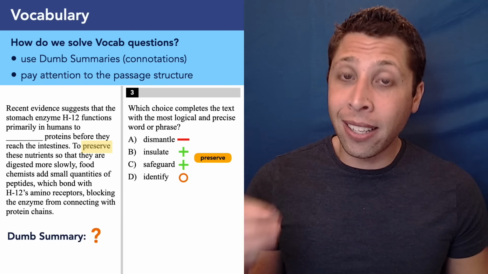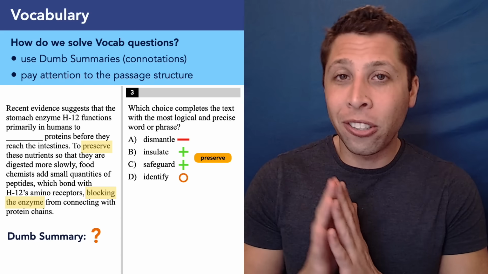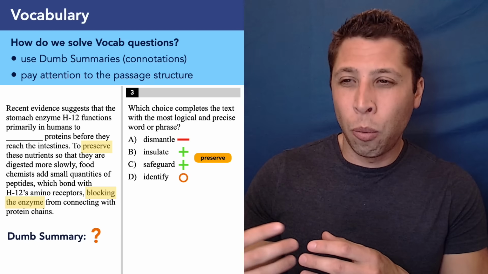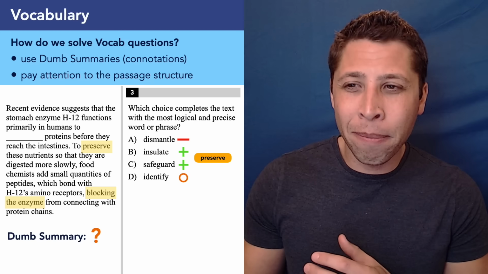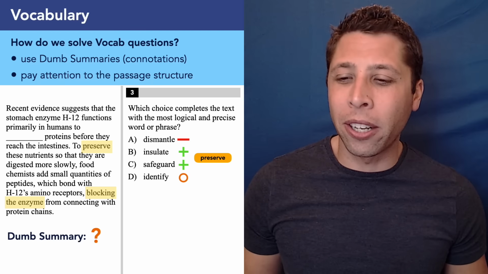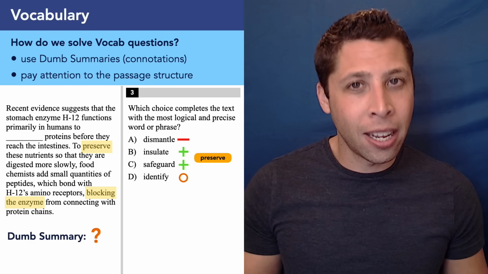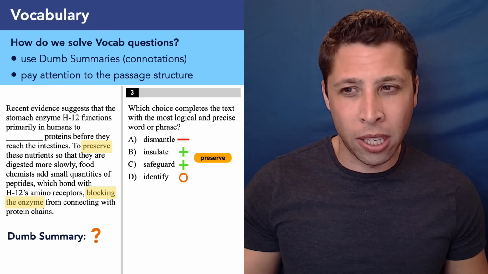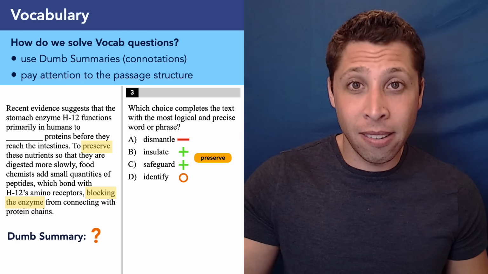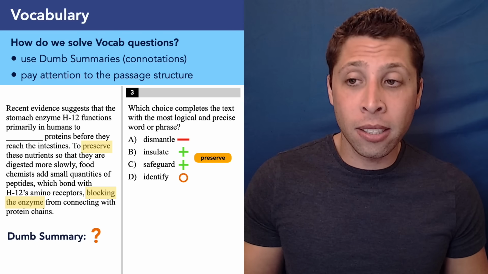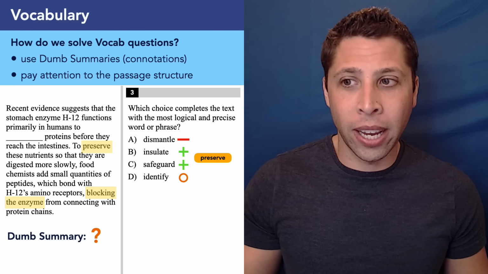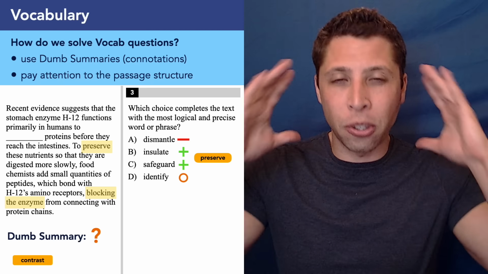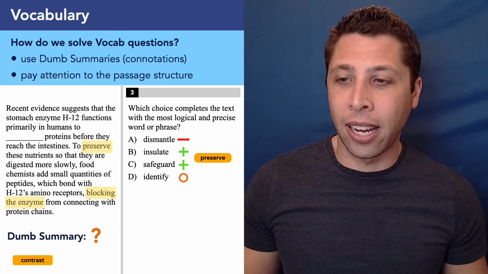But if I keep reading that sentence, I also notice there's this shift going on. To preserve the nutrients, the proteins, we're going to block the enzyme. So that just seems weird. It suggests a little bit of a contrast, right? If blocking the enzyme preserves the proteins, then for the sentence that comes before it that talks about what the enzyme does, we're probably going to want to contrast, right? So this is where you got to be really smart and clever, and where the dumb summary really helps us understand this complexity.